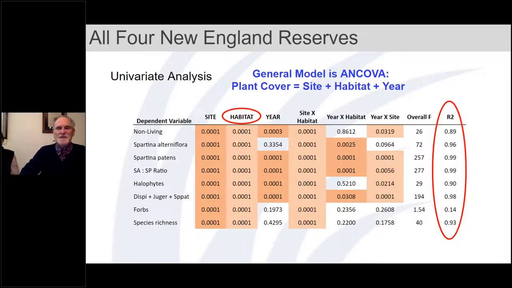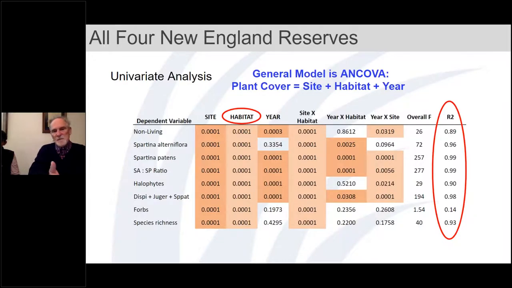The habitat you collect the sample from is really important. And once you have those, this model works really well. You can see the R-square varies from 0.89 to 0.99. And so we're really finding that there's not a lot of year-to-year variability that's random. Most of it is fairly linear and going one direction.